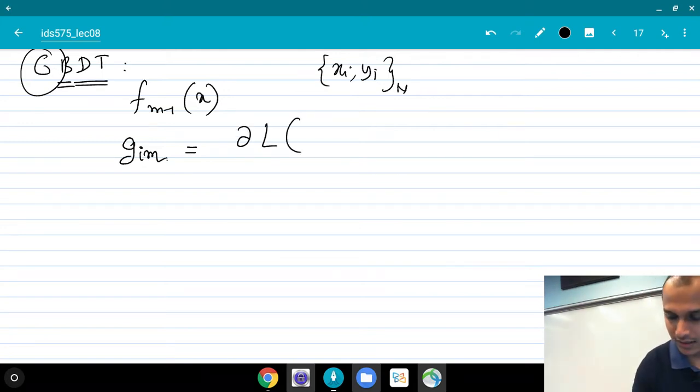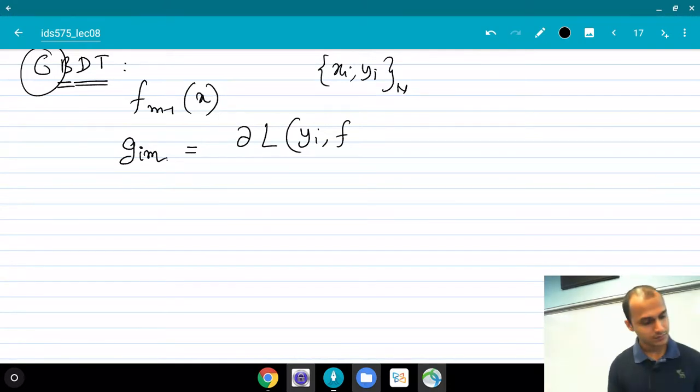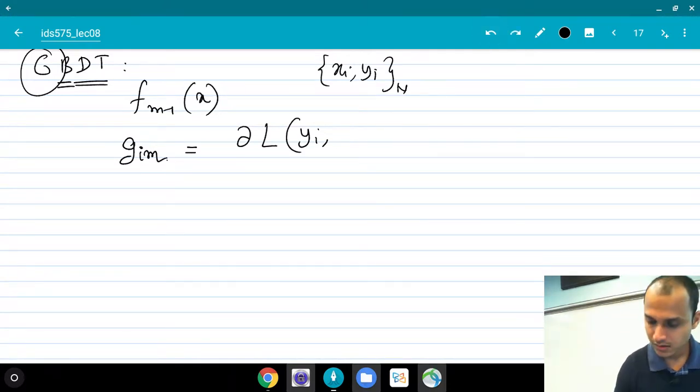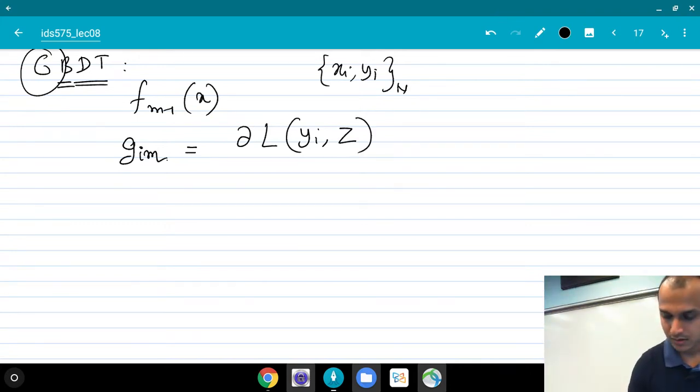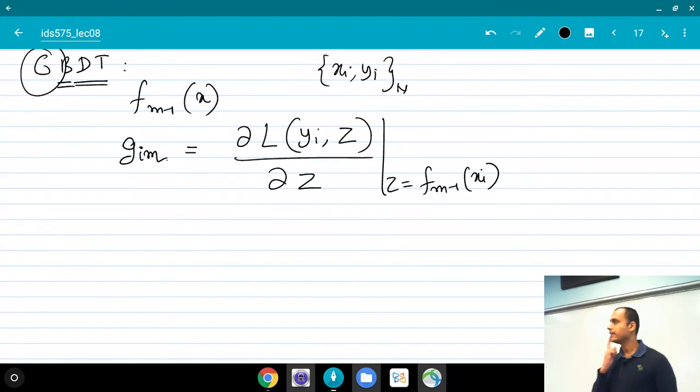And what is it? It's the gradient of the loss with respect to y_i and a variable, call it z, with respect to z at z equal to f_{m-1}(x_i). This is it. This is the gradient.